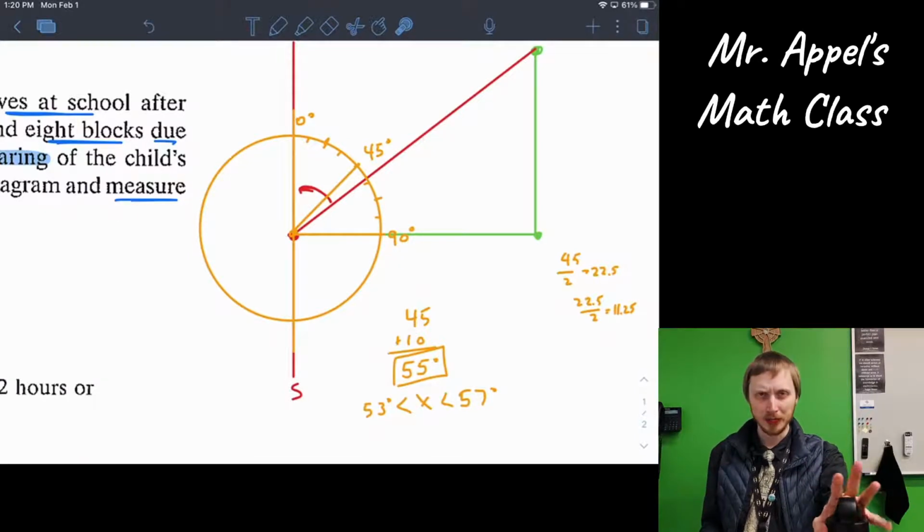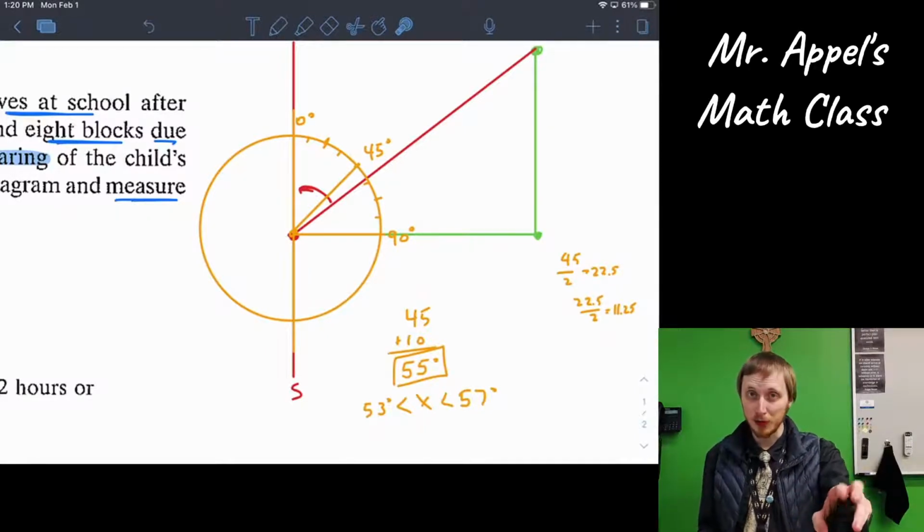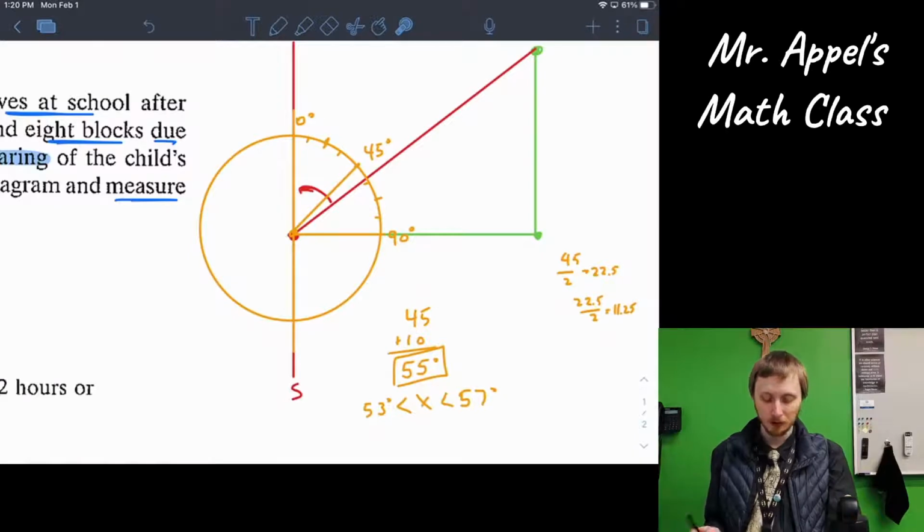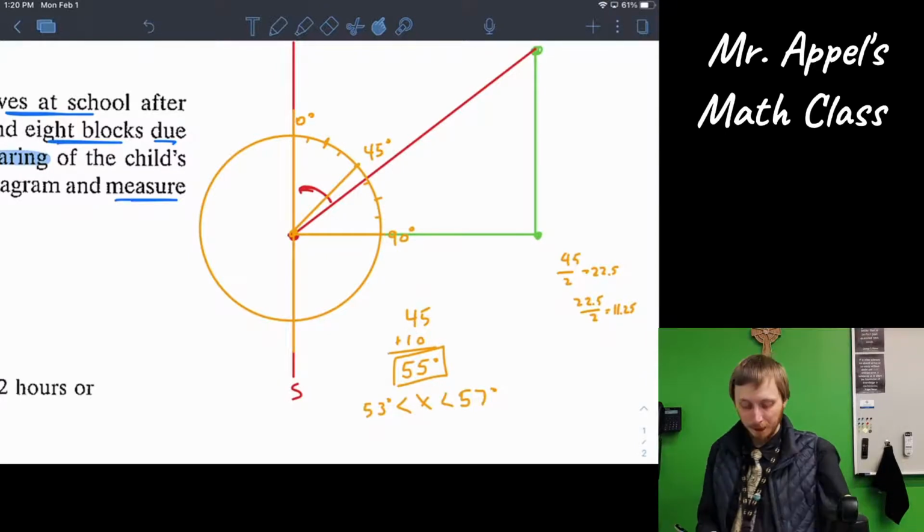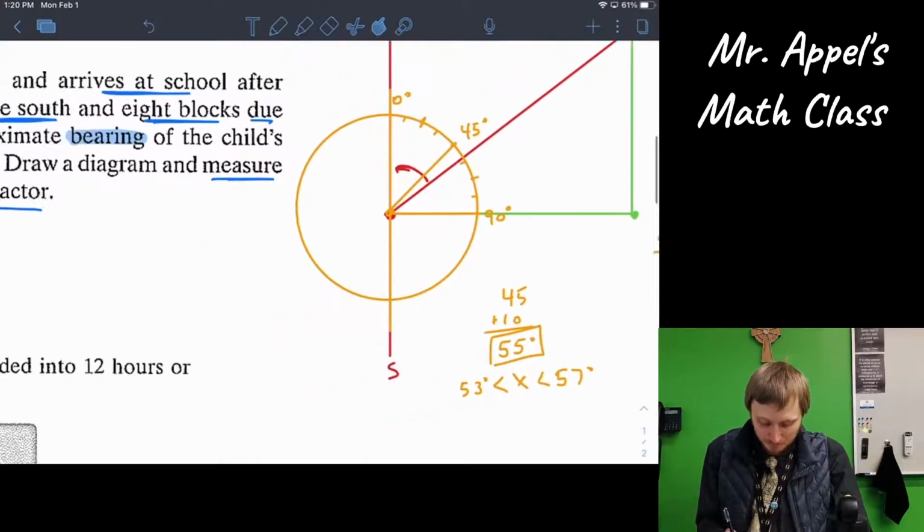I did try to make sure your problem tonight and even for Wednesday did not actually require you to measure by hand. So don't worry if you don't have a protractor at home. Okay, next problem.